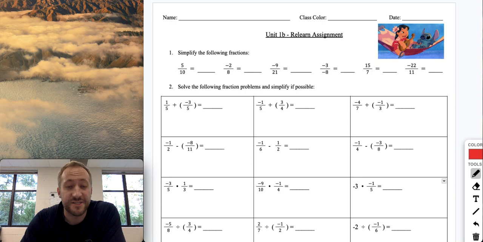Today we're going to go over the Relearn assignment for Unit 1B. This is the unit with all the fractions and decimals.